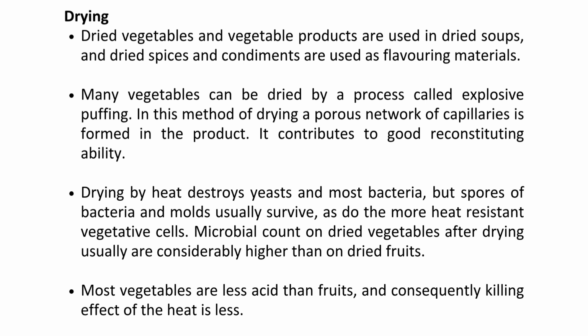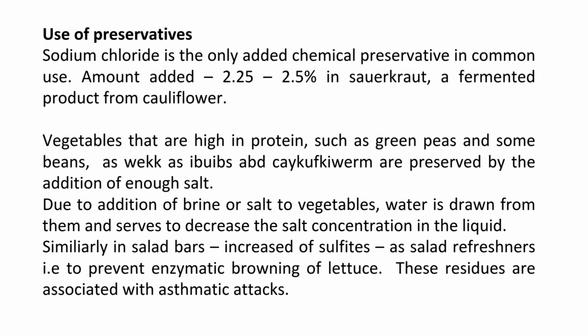Drying is also used for vegetables, especially in soups, spices, and condiments. Methods like explosive puffing create a porous structure that helps with reconstitution. Drying by heat destroys yeasts and most bacteria, but bacterial spores and heat-resistant vegetative cells usually survive. Microbial counts on dried vegetables are usually higher than on dried fruits because vegetables are generally less acidic. Regarding preservatives, sodium chloride is the most common added chemical.